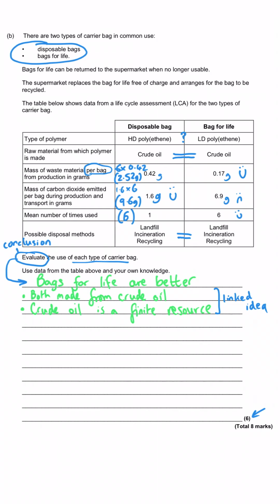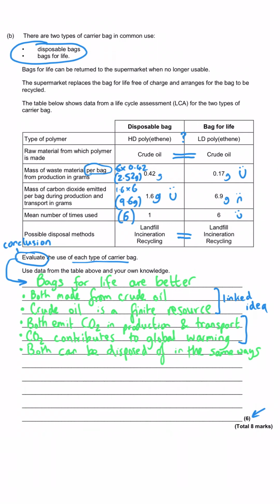Now, both of them will involve production and transport, and both production and transport cause emissions of carbon dioxide. And that's bad because carbon dioxide contributes to global warming. And they can both be disposed of in similar ways, which means any negative impacts of using a landfill, well, that's relevant to both of them. And then the next section that we need to consider is the disadvantages of one type of bag or another. So let's focus on the disadvantages of the disposable bags.